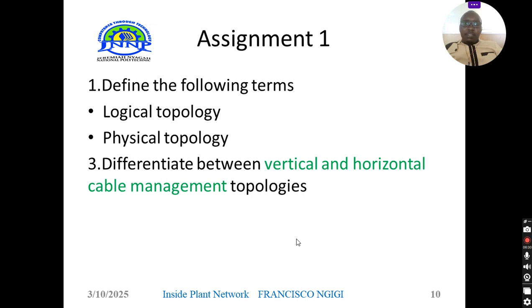For assignments, you can do the following. Define the following terms: logical topology, physical topology, and differentiate between vertical and horizontal cable management topologies.